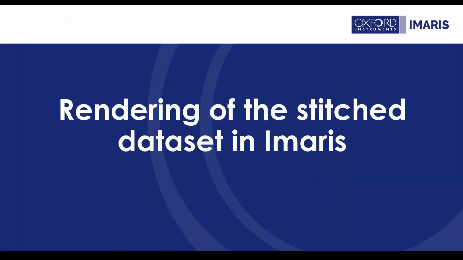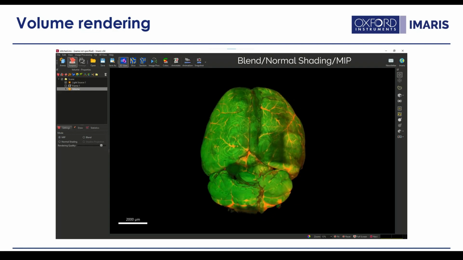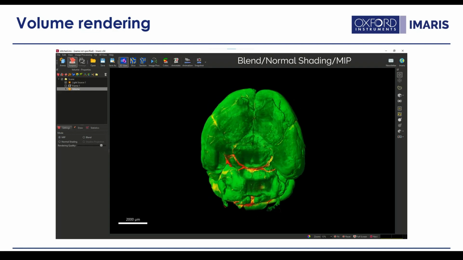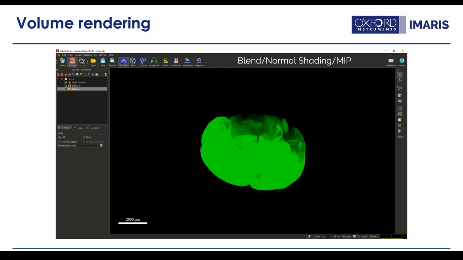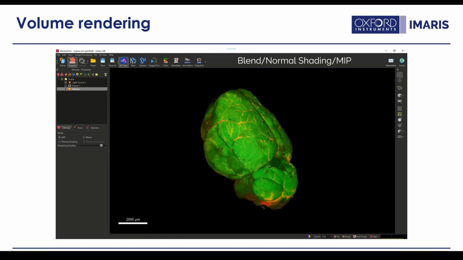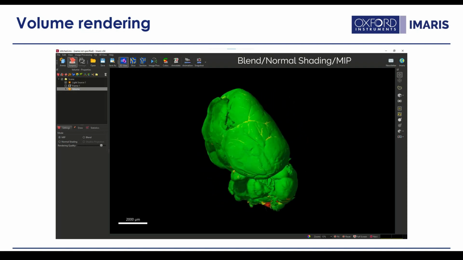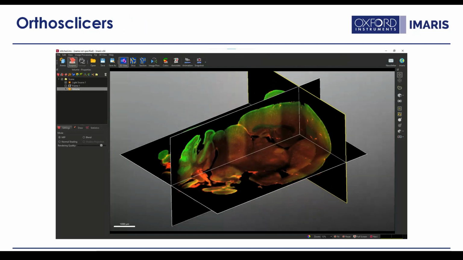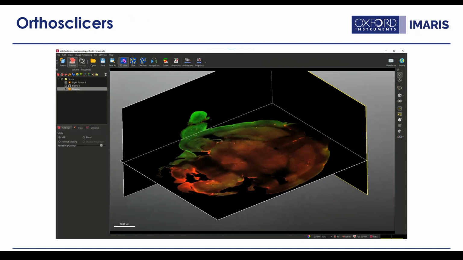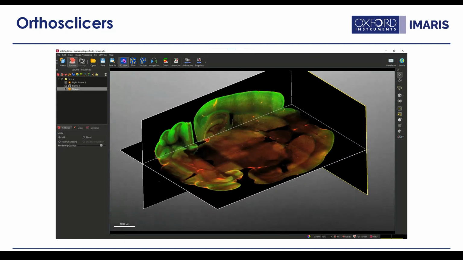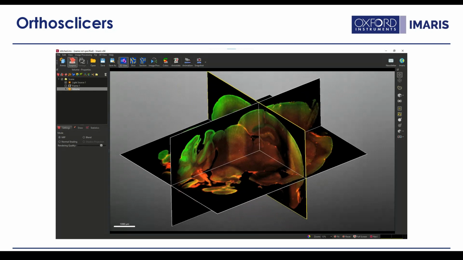Now this stack we will obviously render in Imaris. So here is an example of the same data set in Imaris in different modes: blend, normal shading, and mid mode. So what we see at the moment is the red channel in maximum intensity projection, and also now the green in maximum intensity projection. And here we see the blending mode with the two channels, and in normal shading also with the two channels. We can also apply some auto slicers where you can inspect the different sections of your data set very nicely. So I will play this movie so that you can get a bit of an impression of what is possible on this data set in Imaris.